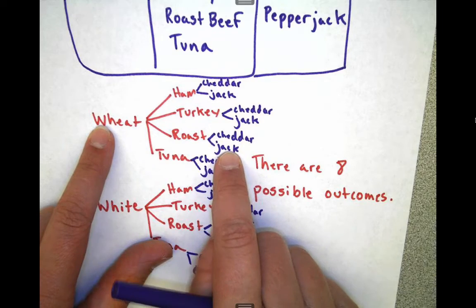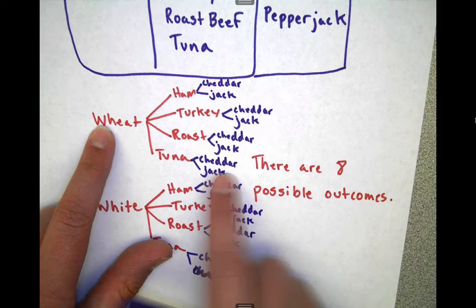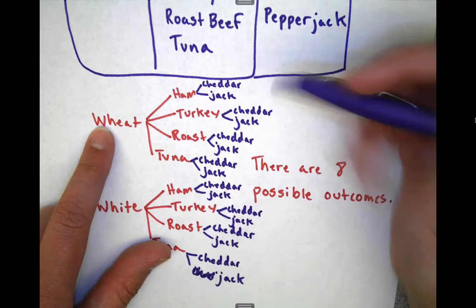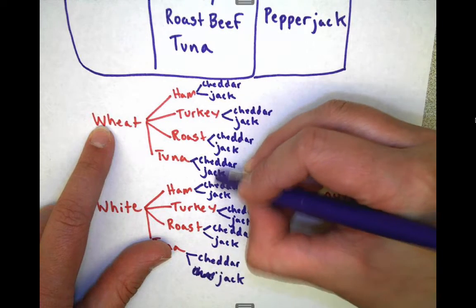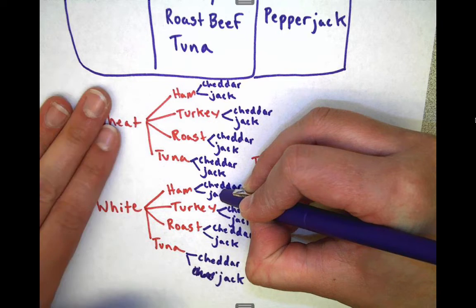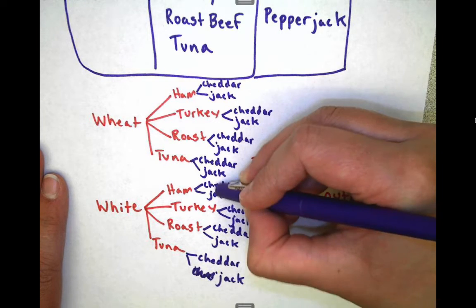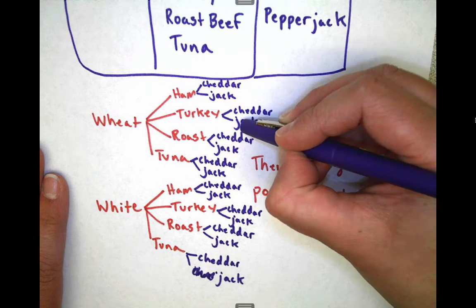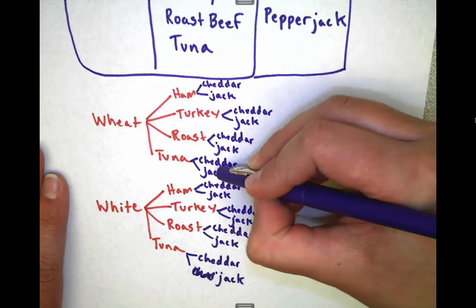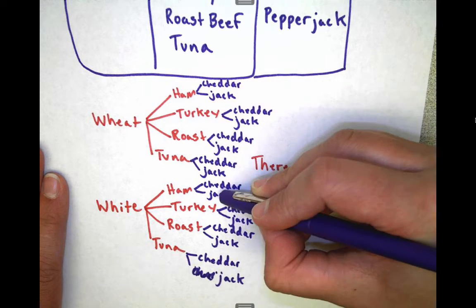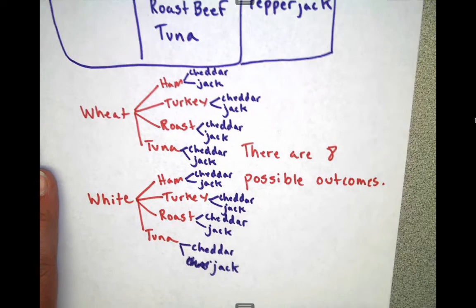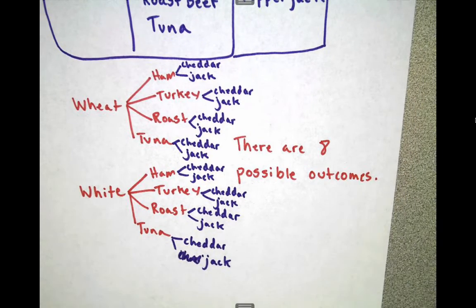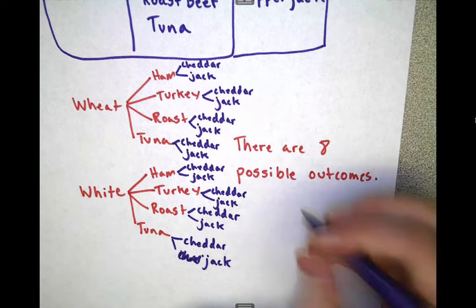You see all these choices? A wheat tuna cheddar or a wheat tuna jack. So there are 1, 2, 3, 4, 5, 6, 7, 8, 9, 10 choices with the wheat, and then, oh wait, that's actually down below. 1, 2, 3, 4, 5, 6, 7, 8 choices with the wheat, 9, 10, 11, 12, 13, 14, 15, 16 total choices. So it went from 8 possible outcomes to 16 possible outcomes.